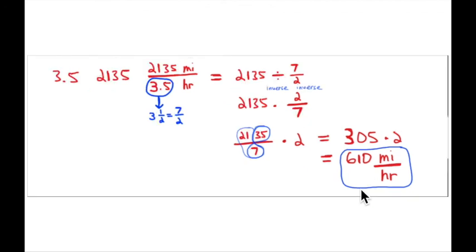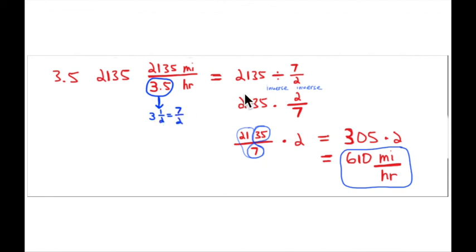In a similar way, for 3.5 hours, you travel 2,135 miles. So now you divide that 2,135 miles by 3.5 hours. First of all, change the 3.5 hours to 7 halves. So 3.5 is the same as 7 halves. 2 times 3 is 6, and that's 6 halves, plus 1 more half is 7 halves.